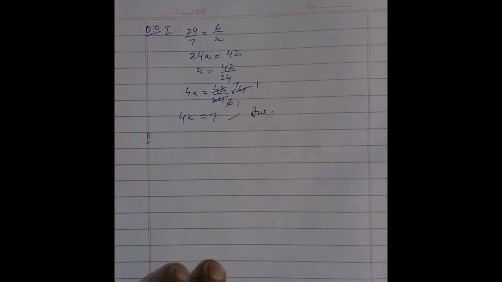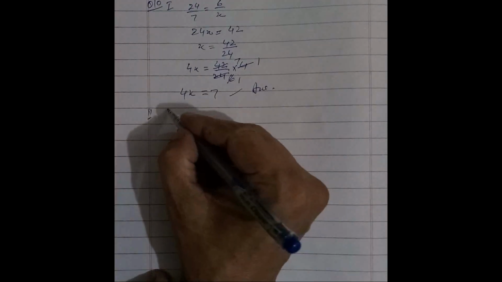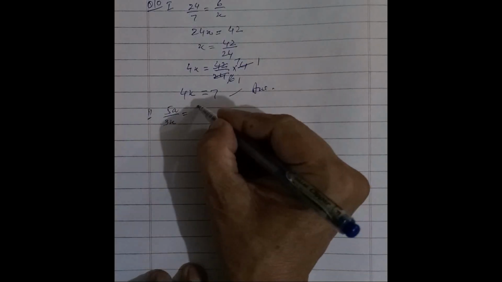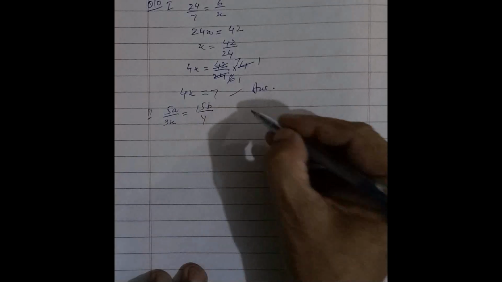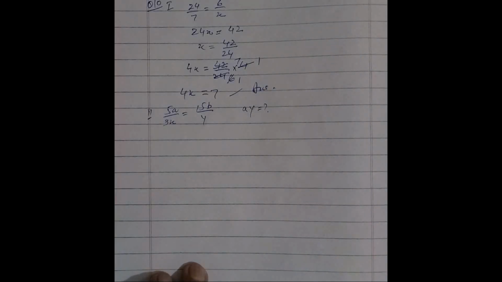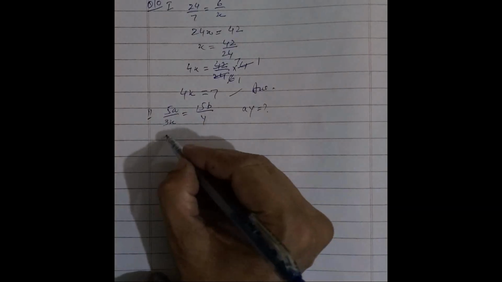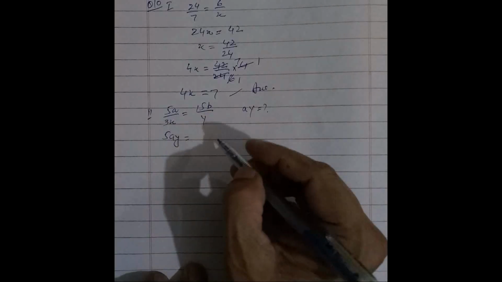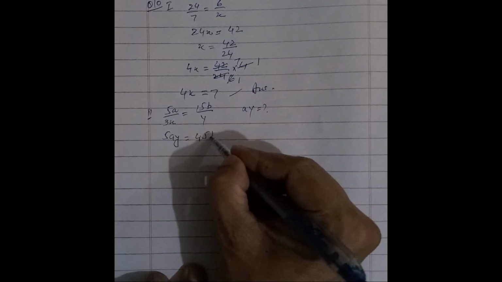The same for part 2, in which 5a over 3x is equal to 15b over y, and we find x, y. First we cross multiply these values. 5a multiplied by y we get 5ay, and the second, 3x with 15b, we get 3 15s are 45bx.